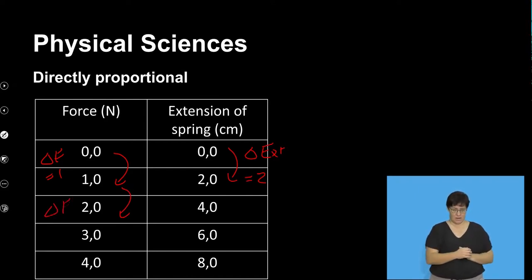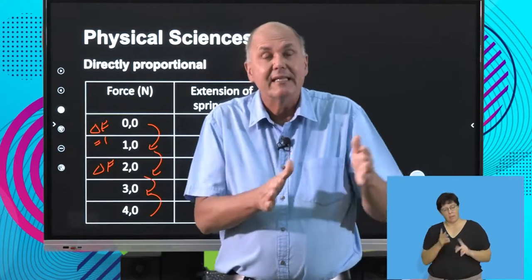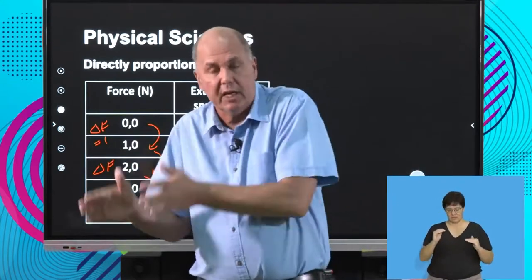The change in F was a change in 1. And notice here, the change is 2. So each time we went up by 1 over here, we went up by 2 over here. We went up by 1 over here, we went up by 2. This is another way of recognizing that there's a consistent change.